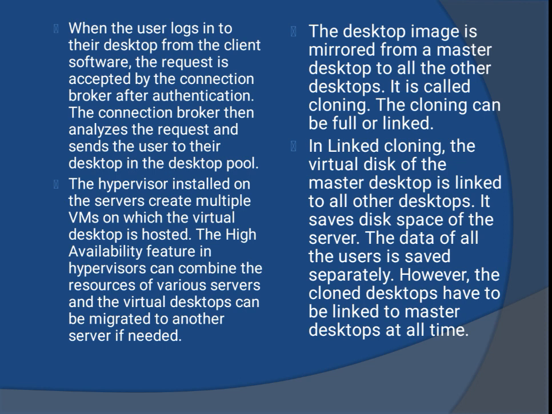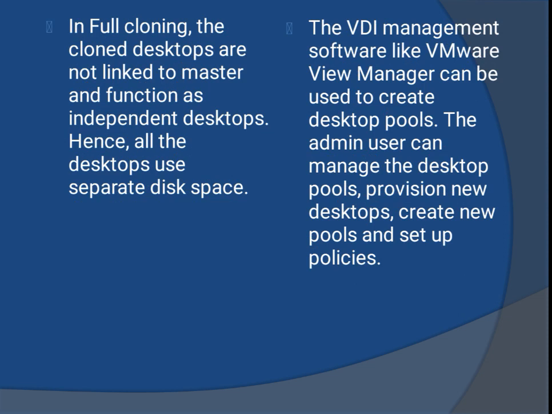The desktop image is mirrored from a master desktop to all the other desktops. It is called cloning. The cloning can be linked or full. In linked cloning, the virtual disk of the master desktop is linked to all other desktops. It saves the disk space of the server. The data of all the users is saved separately. However, clone desktops have to be linked to the master desktop at all times. In full cloning, the clone desktops are not linked to the master and function as independent desktops. Hence, all the users use separate disk space.